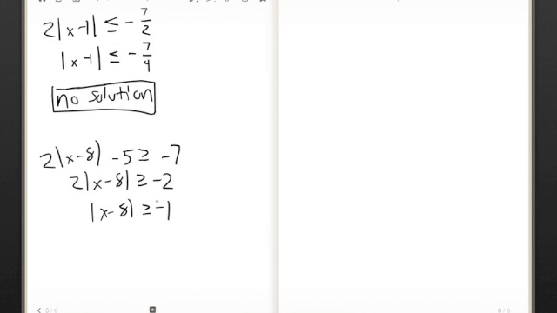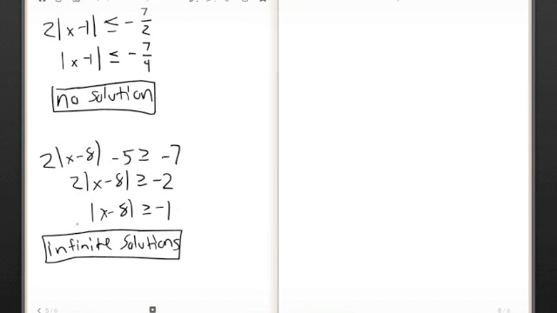Well, greater than negative 1 could be any positive number. So since it's any positive number, there are actually infinite solutions to this inequality. There are infinite solutions here. So you have to really think about it when you get something like that.